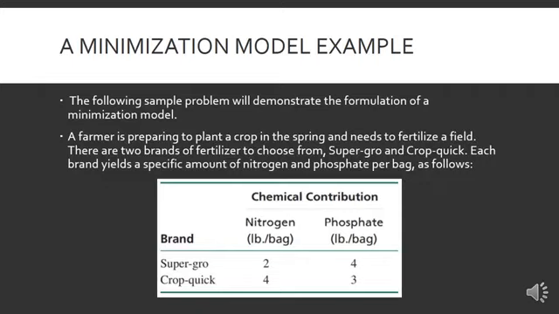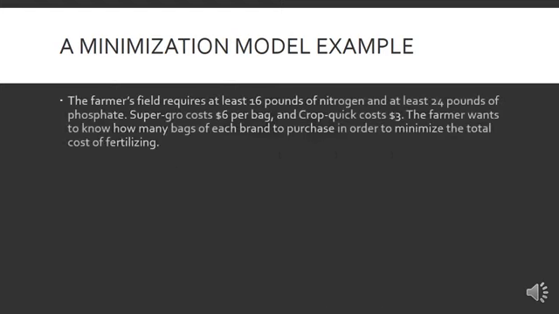Okay? So Supergrow 2 pounds ang kailangan niya. 2 pounds of nitrogen at saka 4 pounds of phosphate. Yung Crop Quick naman, 4 pounds of nitrogen, 3 pounds of phosphate. The farmer's field requires at least 16 pounds of nitrogen and at least 24 pounds of phosphate. Supergrow costs $6 per bag and Crop Quick costs $3.